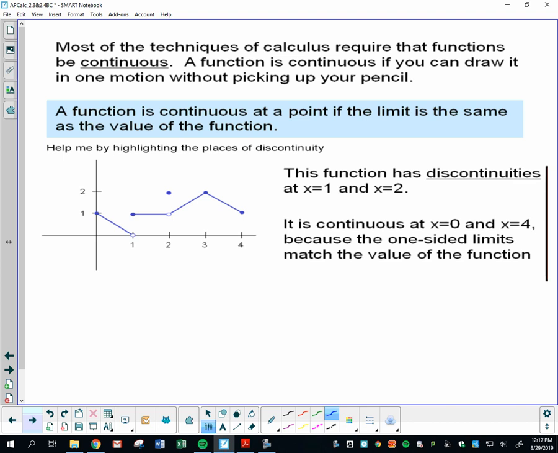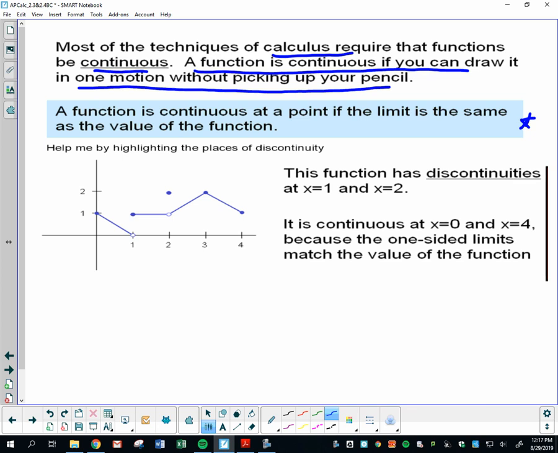Most of the things that we do in calculus will require that functions be continuous. So you have to know the function is continuous to know if you can apply the calculus. This sentence right here, a function is continuous if you can draw it in one motion without picking up your pencil, is not the proper definition, but it's a quick little definition you could always use. It is unacceptable to use that definition on the AP test. This is the thing you need on the AP test.